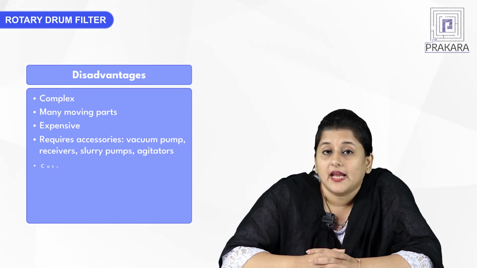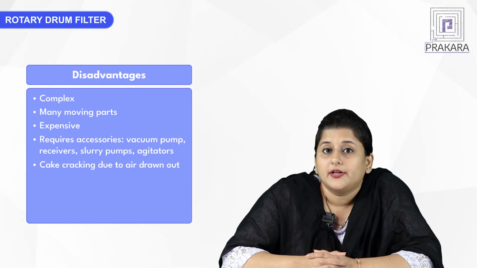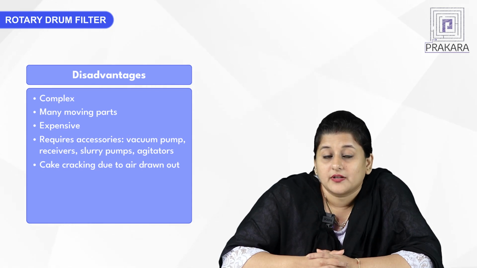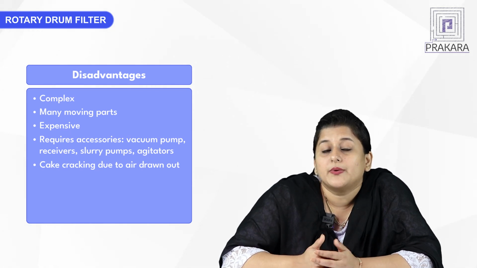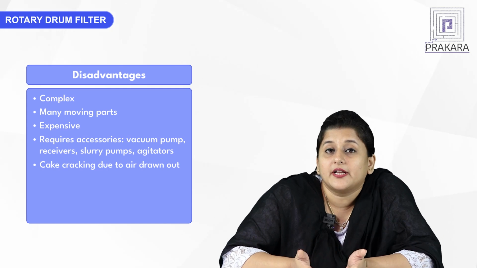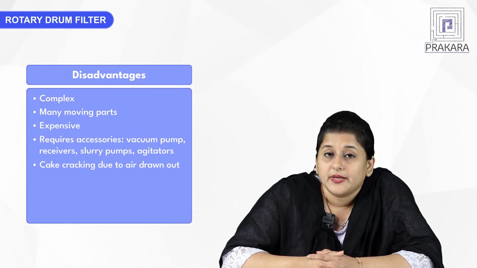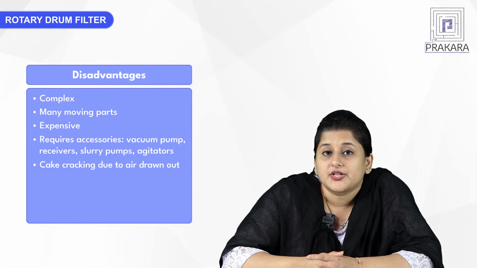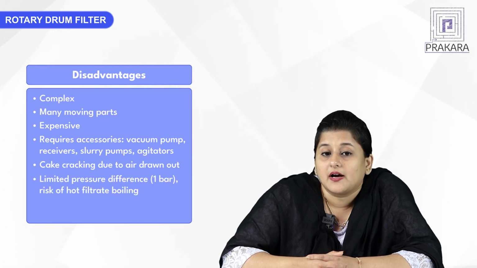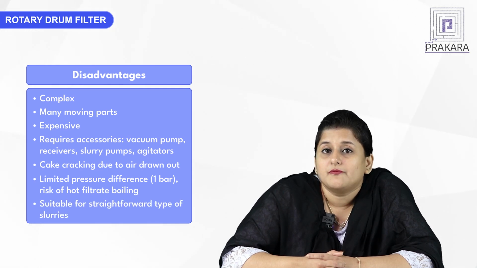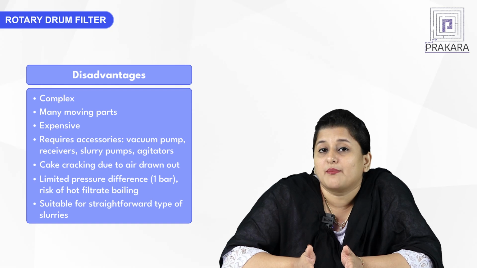Apart from that, the cake also tends to crack due to the air that is drawn out through the vacuum system that is collecting the filtrate at the bottom. So sometimes the cracked cake can also come as a contaminant in the filtrate that we are trying to obtain. And also, being a vacuum type of filter, the pressure difference is limited to 1 bar, and hot filtrates may sometimes even boil at that particular pressure. It is suitable for more or less straightforward types of slurries.